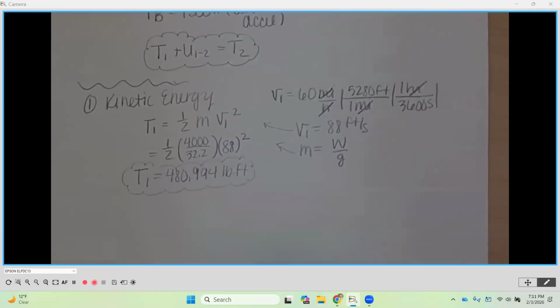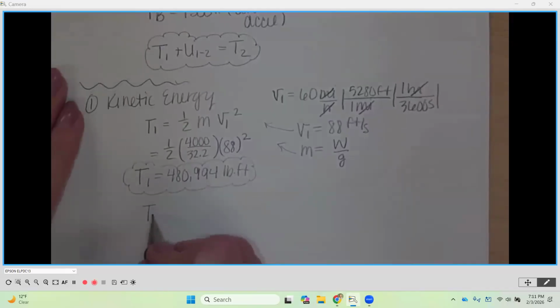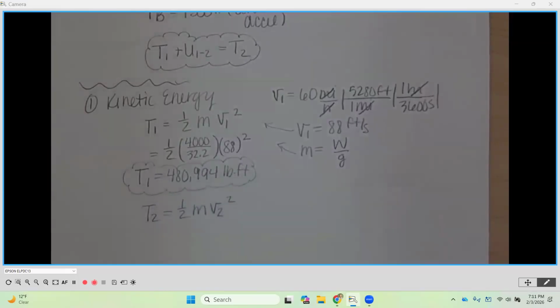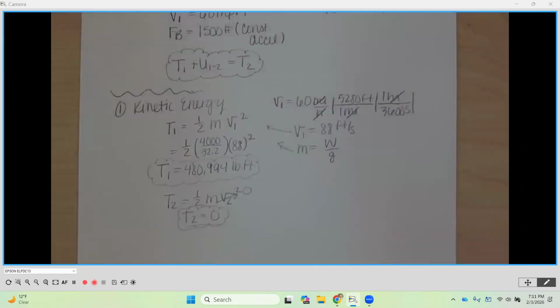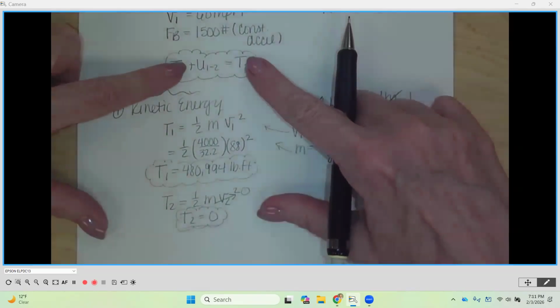Then for T2, the after kinetic energy, T2 is still equal to 1/2 m v2 squared. Now, we're going to come to a stop, right? We're putting the brakes on. So this goes to 0, T2 is equal to 0. That makes it simple because we're coming to a stop. We're starting at 60 miles per hour, we put the brakes on, and then we come to a stop. So these two variables we're done with.